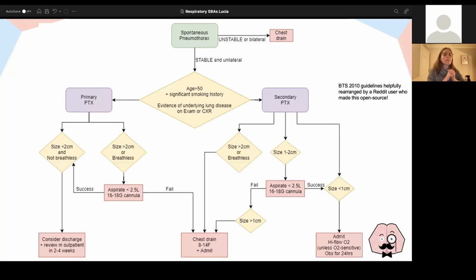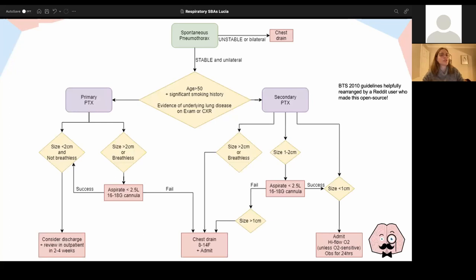However, if the patient is symptomatic, then we might want to aspirate this pneumothorax. And if the size is more than 2 centimeters, we definitely want to aspirate. So in this case, our patient was quite breathless, and that's why aspiration would be appropriate, even though the pneumothorax was only 1.5 centimeters. If that doesn't work and the patient is still very symptomatic or the pneumothorax gets any bigger, then we're thinking about putting in a chest drain and admitting the patient.